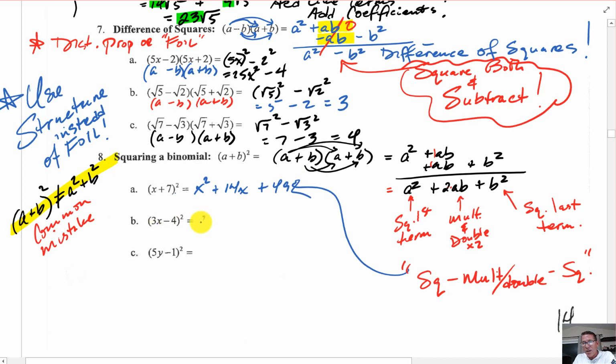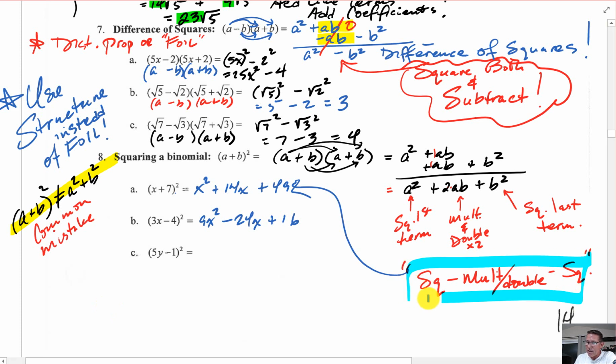When you square the 3x, you get 9x squared. Minus 3x times 4 is negative 12x. And negative 12x double is negative 24x. And then you square the last to get positive 16. So you square, multiply, double, square. You probably should highlight that because that's how you square a binomial.